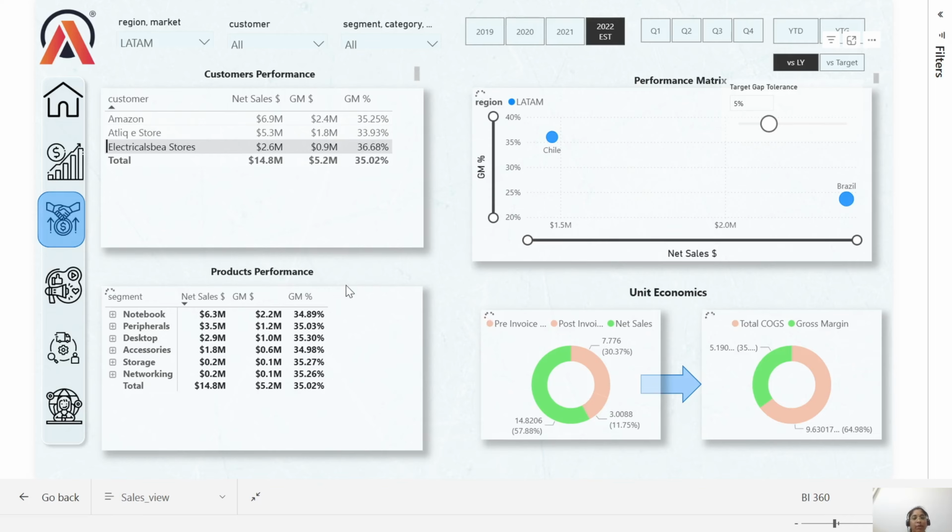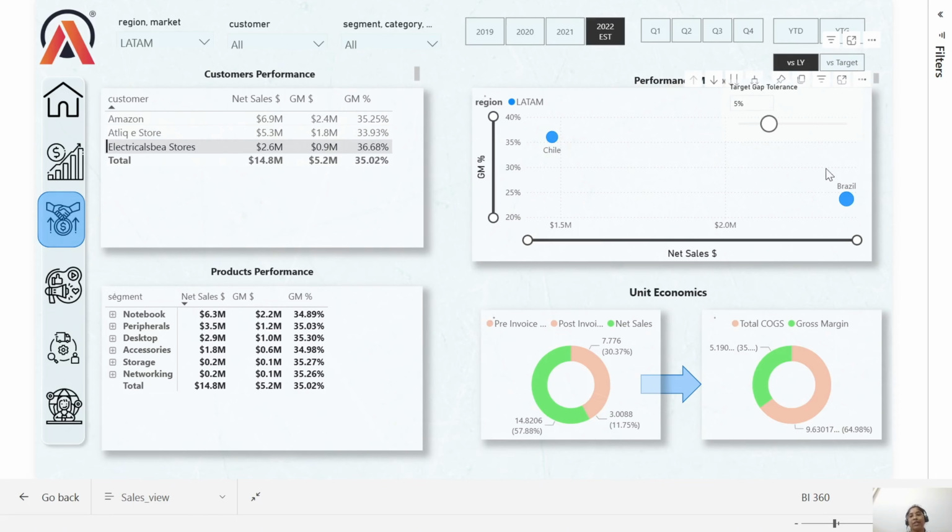Moving to the product performance, notebooks are generating 6.3 million revenue for AtliQ. At the same time, storage and networking products are not selling much. So we are going to focus on the storage and networking products to improve the sales. At the same time, we have to increase the sales in notebooks to generate more revenue for Latin America. Then moving to the performance matrix based on the net sales and the GM percentage.